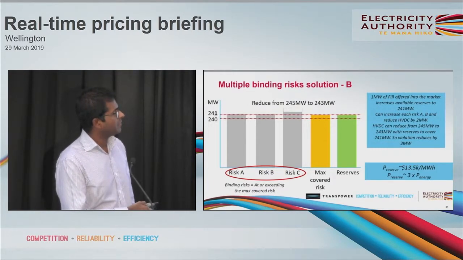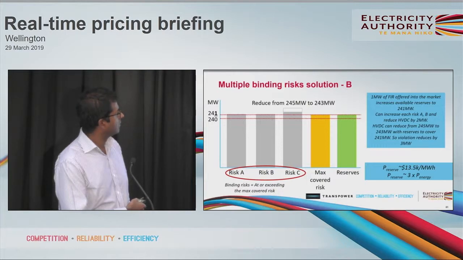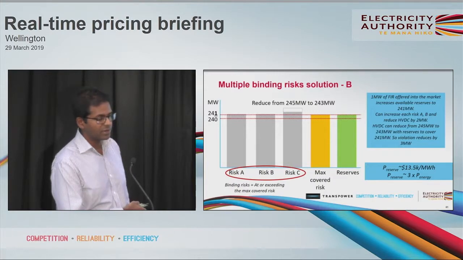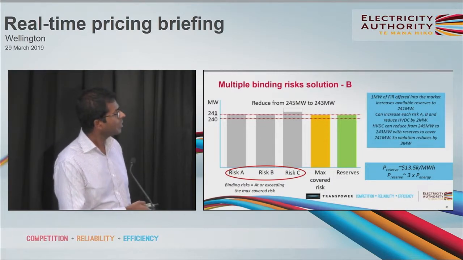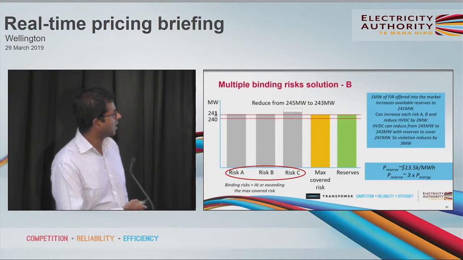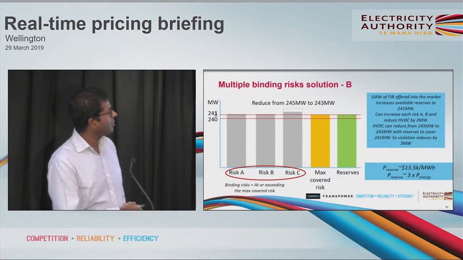But if you give me 1 megawatt of FIR in the North Island, I can do a bunch of things. I can actually increase my reserves from 240 to 241. That's how much of reserves I can clear in the North Island because of the additional one that you gave me. And by doing that, I can increase my risk A and B by 1 megawatt each, because now I have more reserves to cover them. Each of them increase by 1 megawatt. That allows me to reduce my HVDC by 2 megawatts.